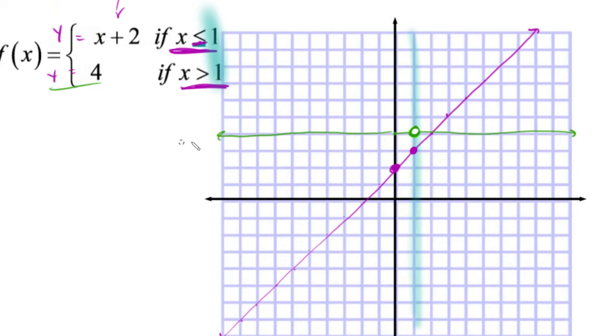What does this look like? All right, so if it's the purple graph at less than 1, that means it's not the green graph. So you just erase all of the green. Okay, and then for x is greater than 1, it's the green graph, aka not the purple graph. So going to the right, you erase the purple graph.